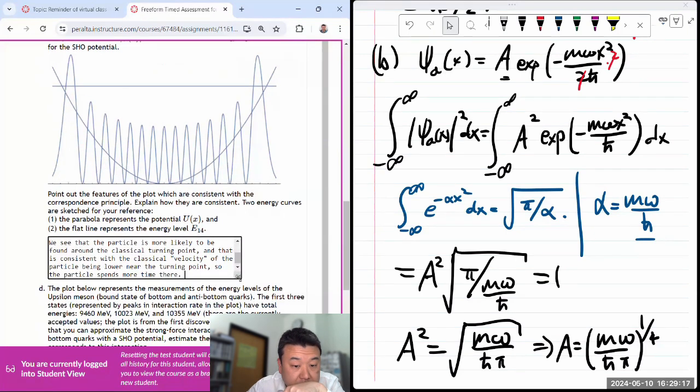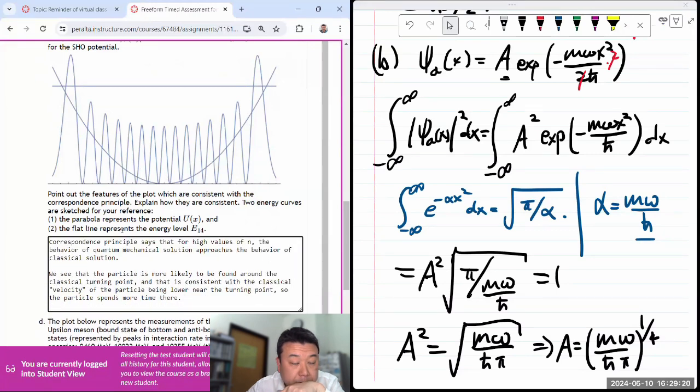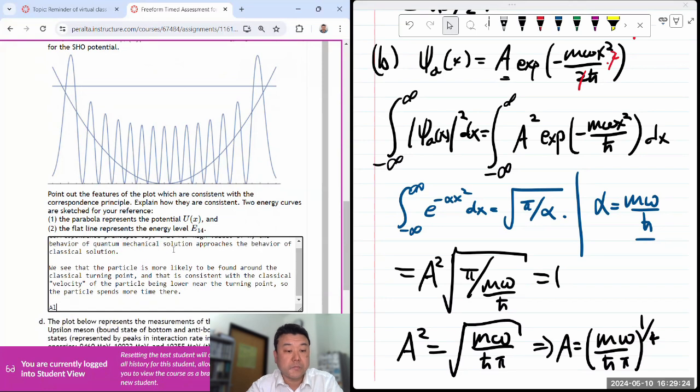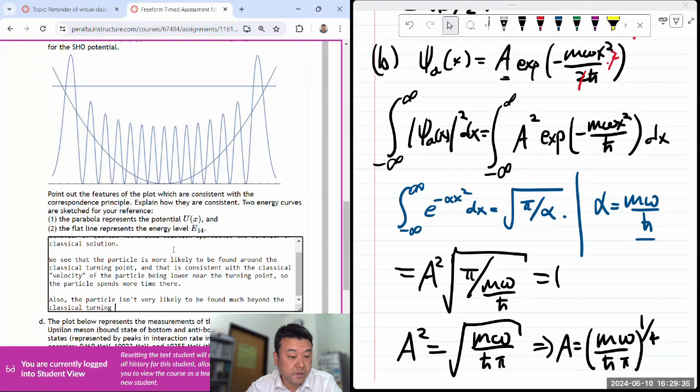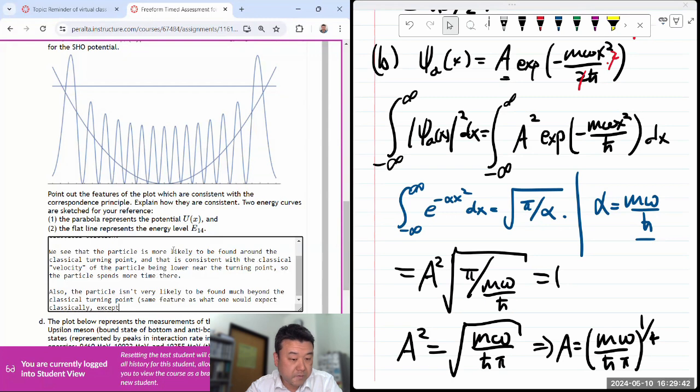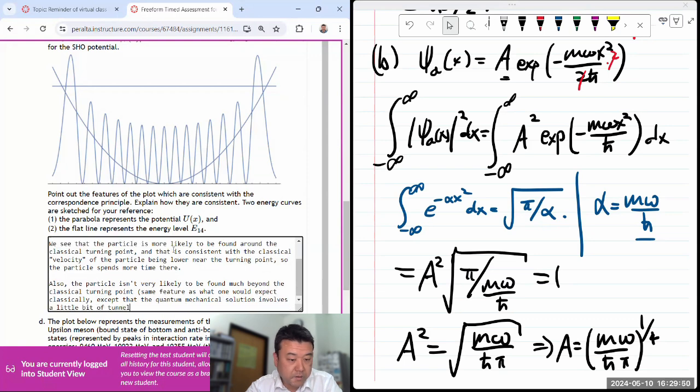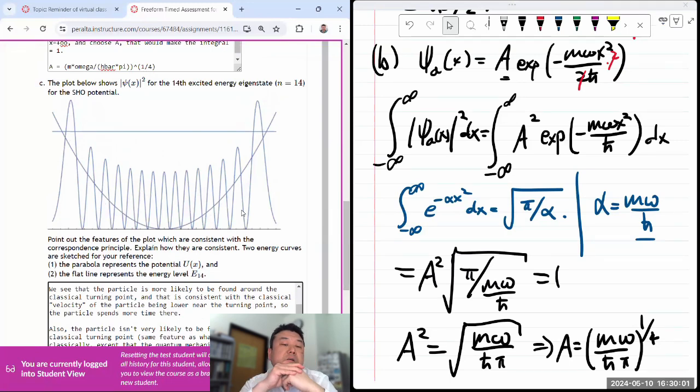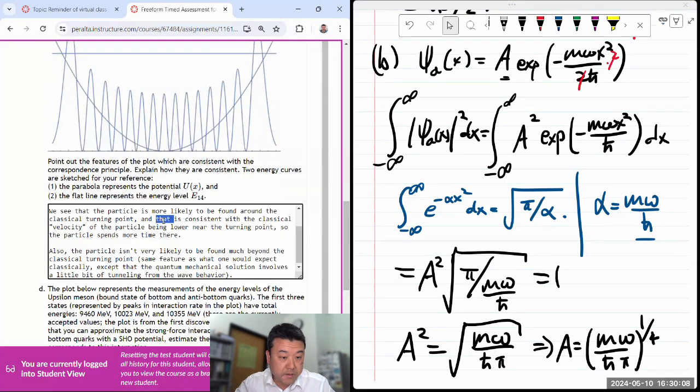Point out the features consistent with the correspondence principle. What else? Also, the particle isn't very likely to be found much beyond the classical turning point. Same feature as what one would expect classically, except that the quantum mechanical solution involves a little bit of tunneling from the wave behavior. All right. Let's see. Anything else? I think that might be it. And at least, yeah, I think I've said the most important things.